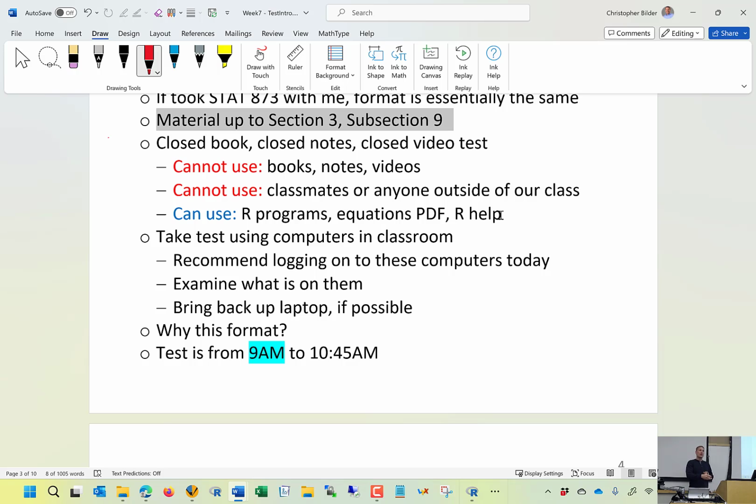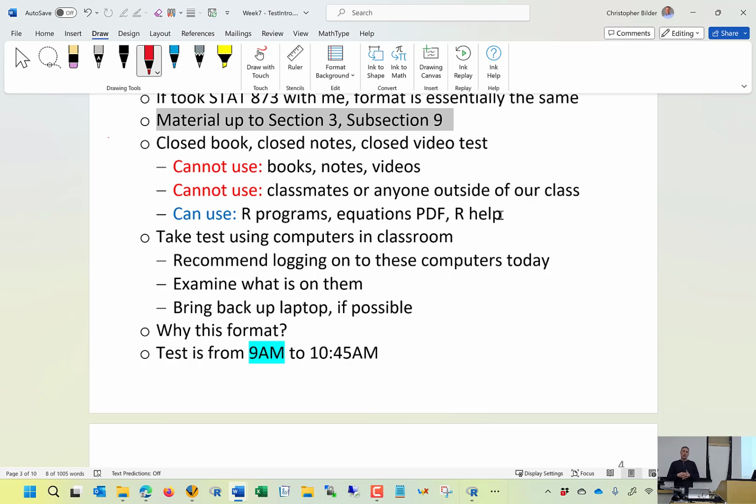So it might be a good thing to do at the end of class, if you have time, to log on to the computers just to make sure you can. It is the normal university login. Make sure you understand what's available to you. RStudio is on all of these computers here.